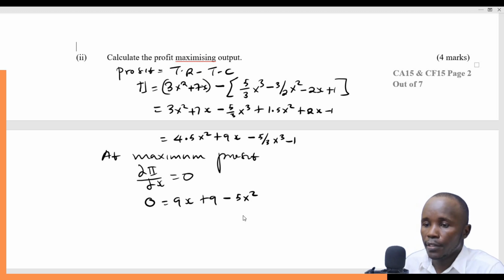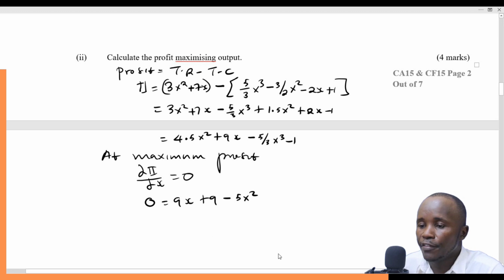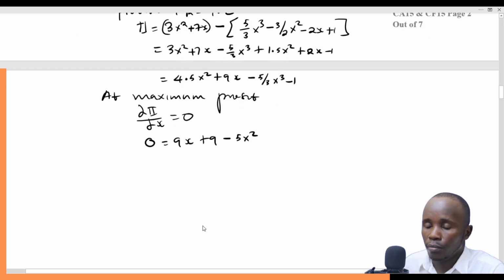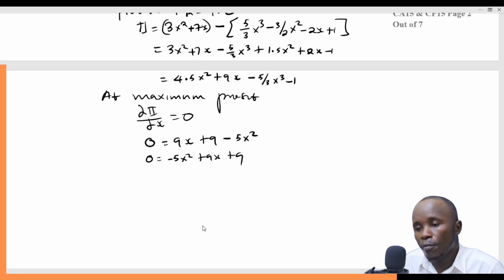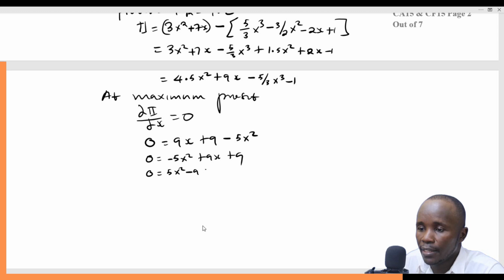Yes. Now, this gives us a quadratic equation. You can rearrange this one as 0 equals negative 5x squared plus 9x plus 9. For my convenience, I can divide everything by negative 1, and I will find that 0 equals 5x squared minus 9x plus 9. Let's solve this simultaneously, now using the quadratic formula. This one will be better for the quadratic formula.